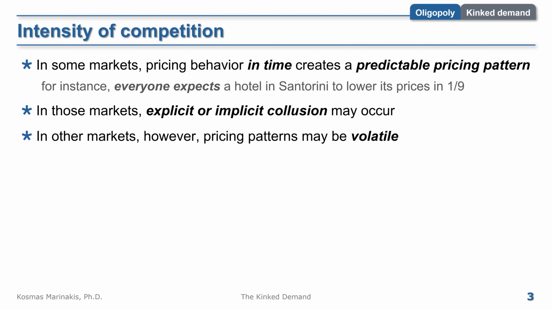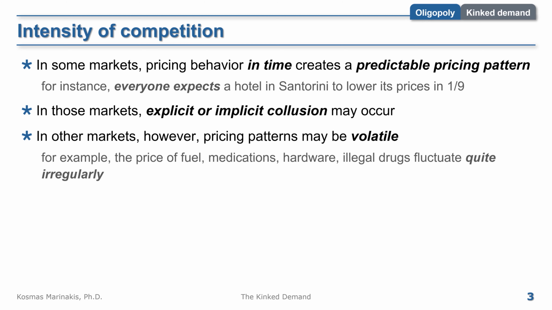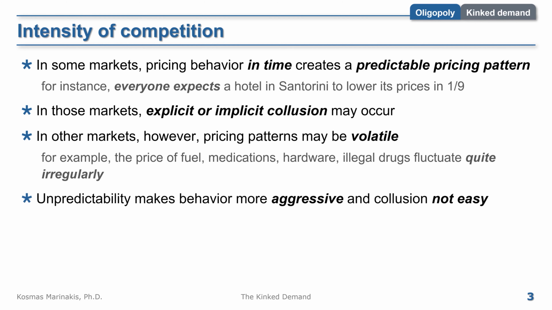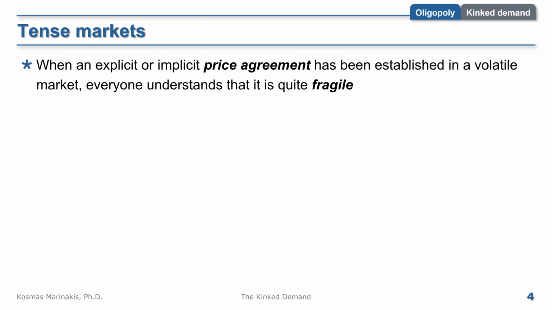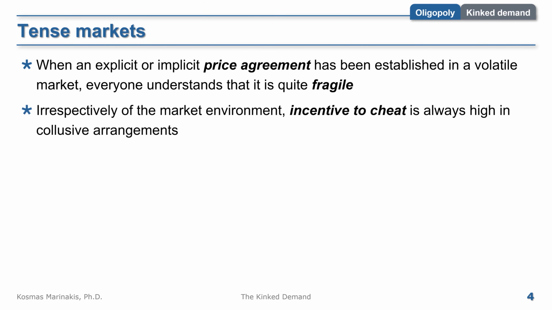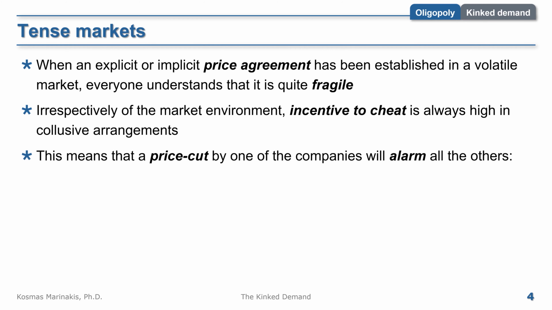In some other markets, however, pricing patterns may be really volatile. We have seen this with oil, medications, hardware, and even illegal drugs. This unpredictability tends to make behavior more aggressive, and collusion becomes not very easy. When an explicit or implicit price agreement has been established in such volatile markets, everyone understands that it's quite fragile. After all, we all know that collusion always suffers from the incentive to cheat. This means that if a price cut occurs by one of the firms, others will start becoming really nervous.